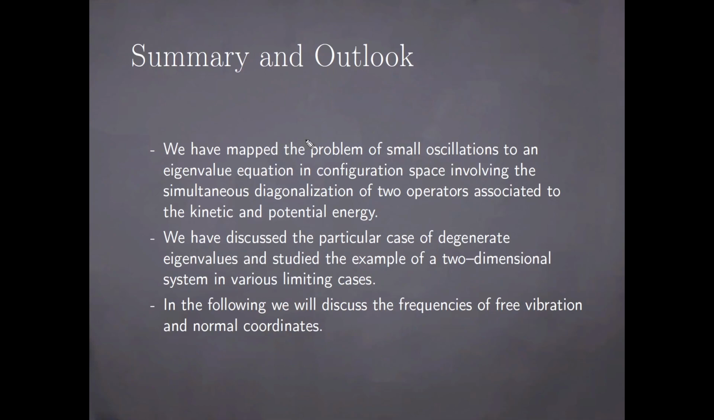In summary, we have mapped the problem of small oscillations to an eigenvalue equation in configuration space involving the simultaneous diagonalization of two operators associated to the kinetic and potential energy. We have discussed the particular case of degenerate eigenvalues and studied the example of a two-dimensional system in various limiting cases. And in the following, we are going to discuss the frequencies of free vibrations, and we will also talk about normal coordinates.